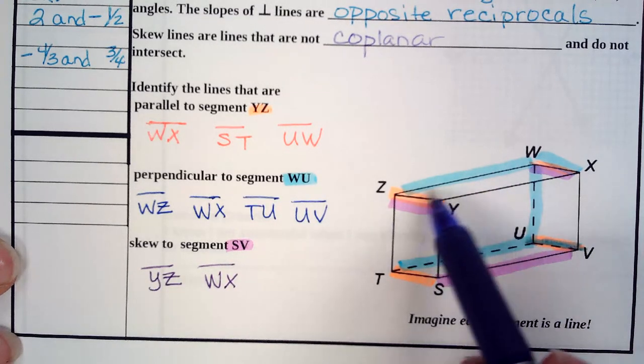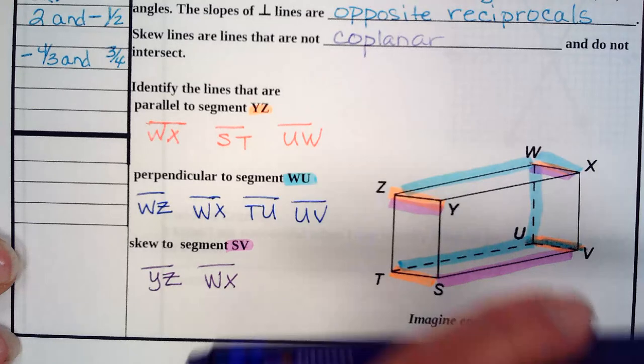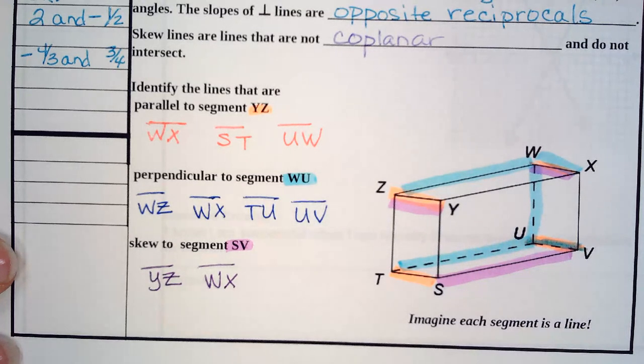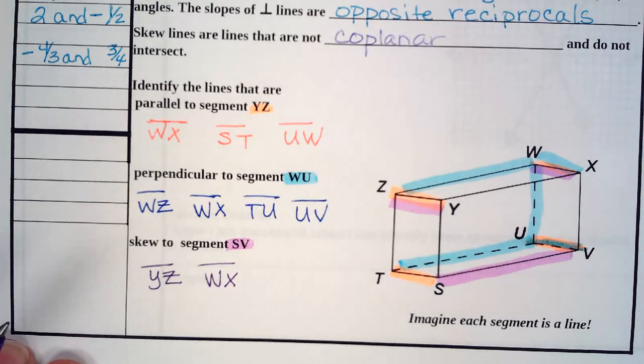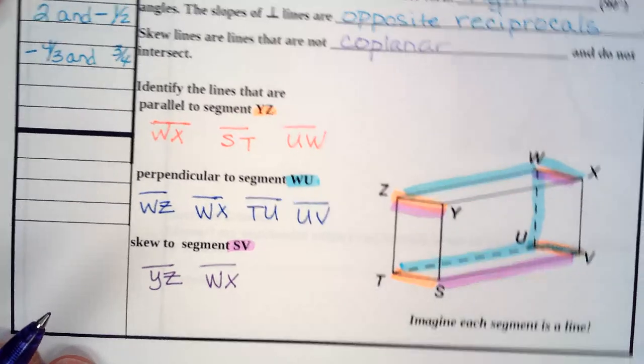If I tried to use ZW, I could put a plane at an angle in between and they would be coplanar and they would be parallel. So that does not work.